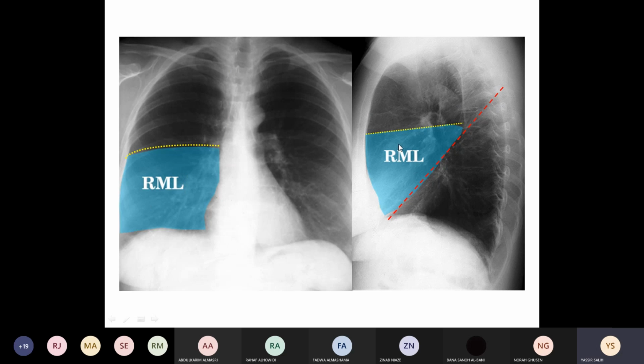On the lateral, the collar region seen inferior to the horizontal fissure and anterior to the oblique fissure, so this is the right middle lobe. If it is here, it is the right upper lobe. If it is here, it is in the right lower lobe.